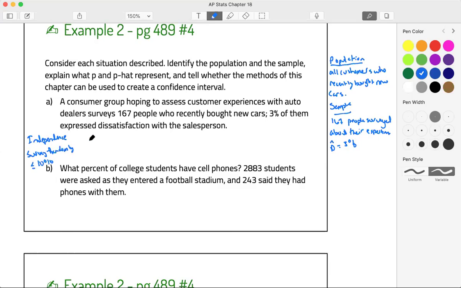Let's check our np and nq conditions. So if I do n times p, and I don't really have a p, so I'm going to approximate that with p hat. So our n was 167, and I'm going to multiply that by 0.03. And when I do that, I get 5. When I do n times q hat, I get 167 times 0.97, and I get 162. So this condition here is not satisfied. So I cannot use the methods of this chapter.